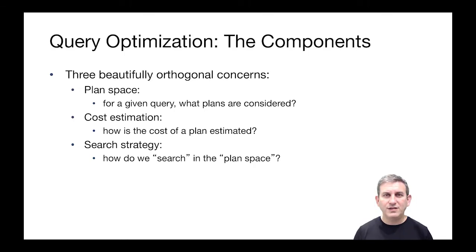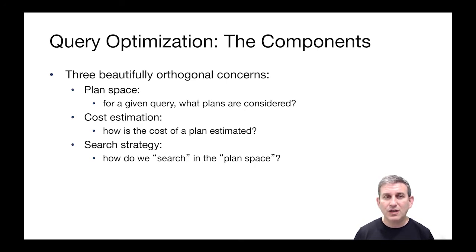The core of query optimization consists of three components that are beautifully orthogonal. Each one of these concerns is separate from the other, which means that we can innovate and improve each of these concerns independently. And as we get better at one, it doesn't affect our decisions on the other. So the first of these three concerns is our consideration of what is the space of plans that we're going to search. What are all the different possible ways to implement this query? And then once we enumerate all the possible ways we can implement it, we choose among them. So that plan space can be very large, and by introducing, for example, new join algorithms or new ways to combine operators, we can increase that plan space.